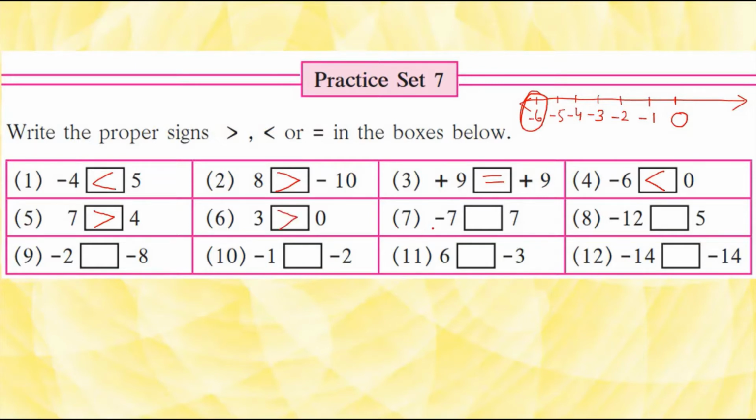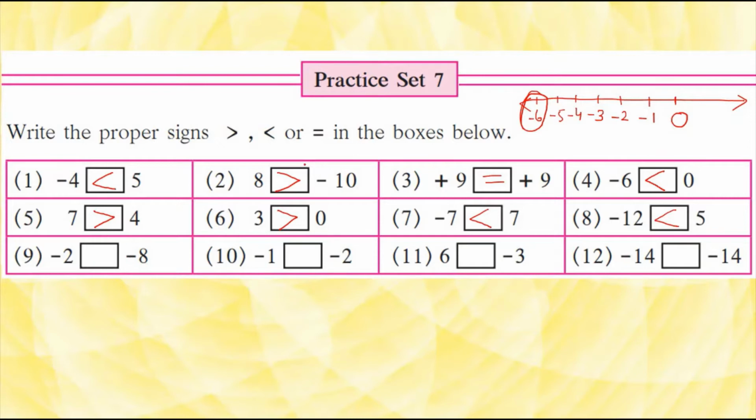The seventh sum, -7 and 7. Once again, I am telling you all, if there are two numbers having opposite signs, the number with the negative sign or the minus sign is always smaller, which means 7 has greater value. Eighth sum, -12 and 5. Here also the same case and hence 5 is a greater number. The ninth sum, -2 and -8.